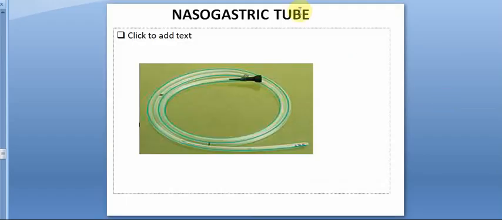The next example of a drain is the NG tube. I need not explain this. A nasogastric tube is mainly used to aspirate food contents from the stomach.